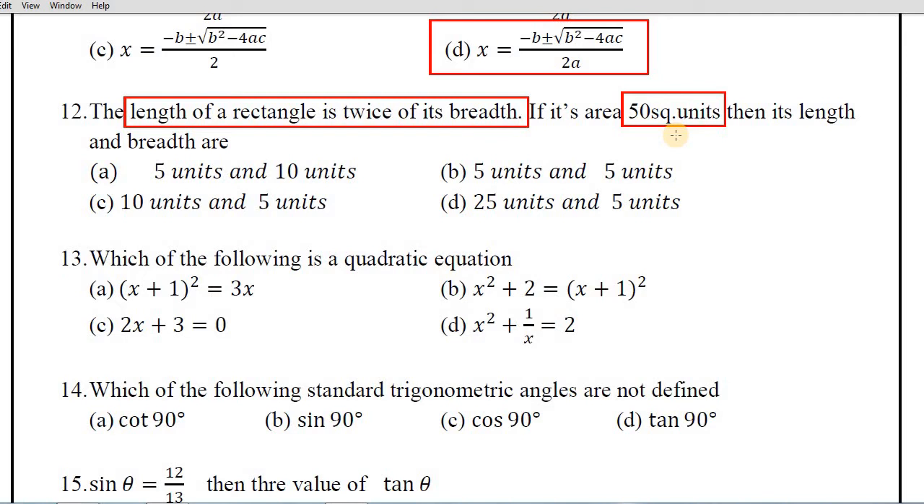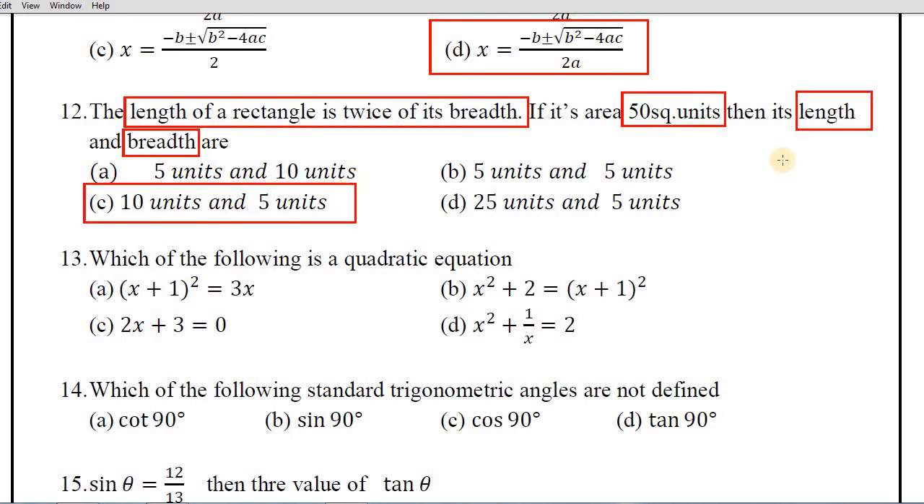Hence, length will be 2 times 5, that is 10 units. But look at what they are asking. First they have asked length and then they have asked breadth. So length we have got 10, breadth we have got 5. Hence the correct option for this is option C.